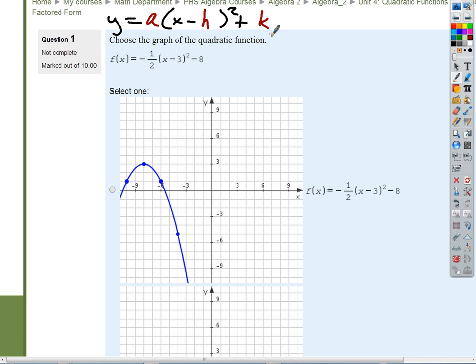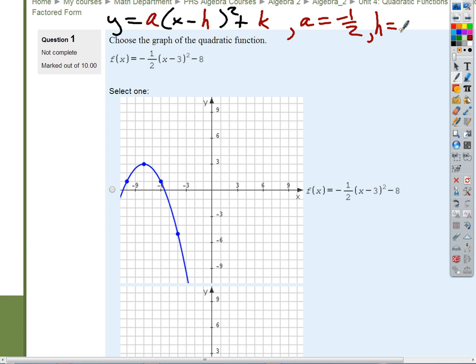So what's A? Negative 1/2. Okay, so that tells us it opens down. And if I move 1 to the right, how much should Y change? It should go down by 1/2. Yeah, the Y value should only go down by 1/2 if I scoot to the right by 1, if you want to use that trick. Okay, what about H and K?